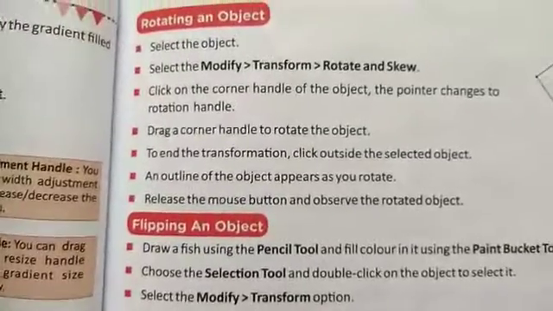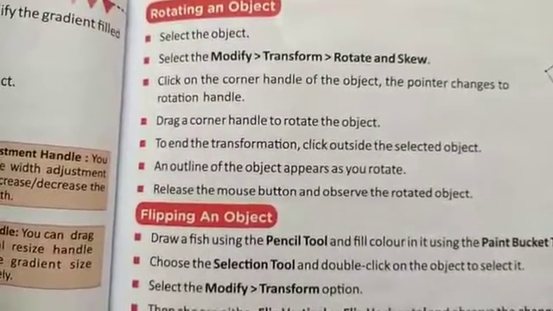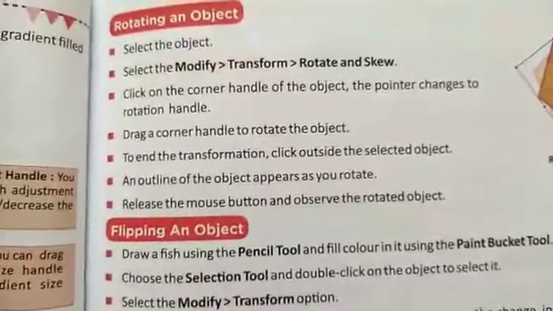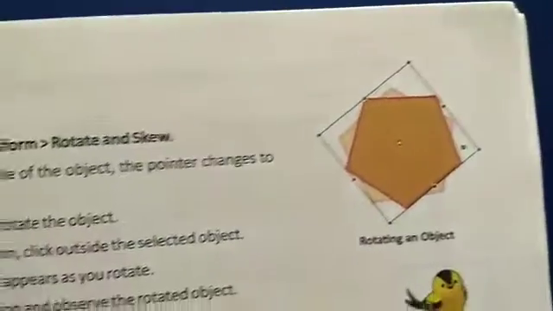An outline of the object will appear as you rotate. Release the mouse button and observe the rotated object. Now, this sort of option will come.